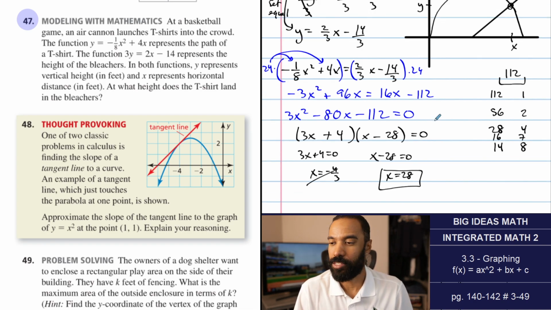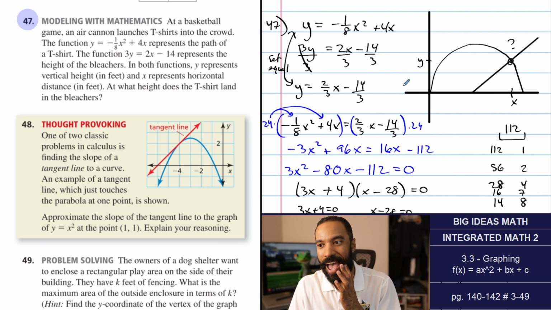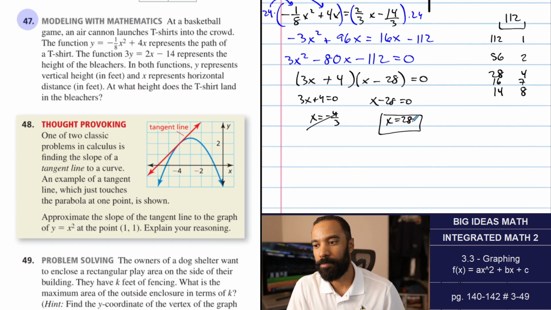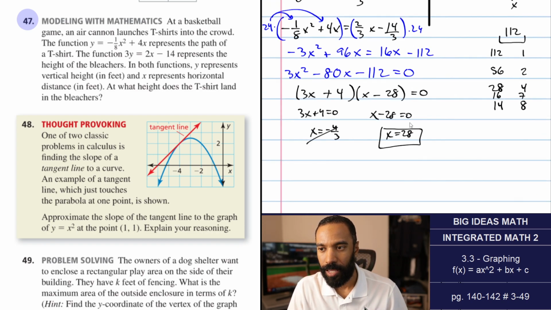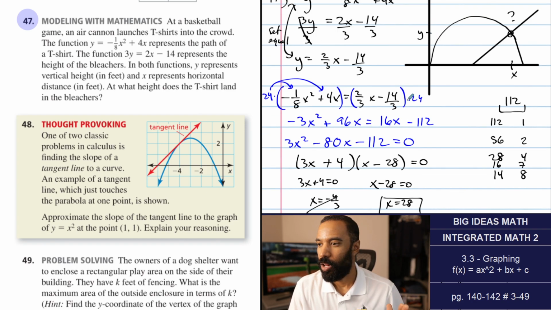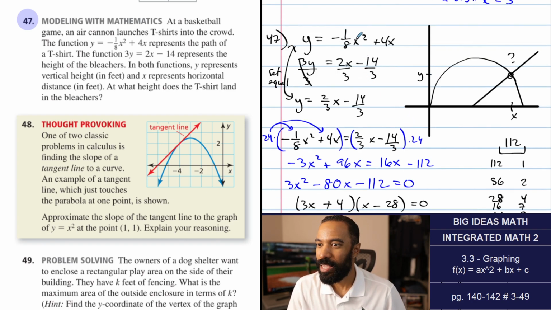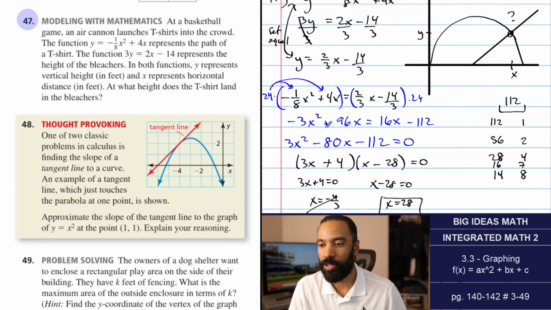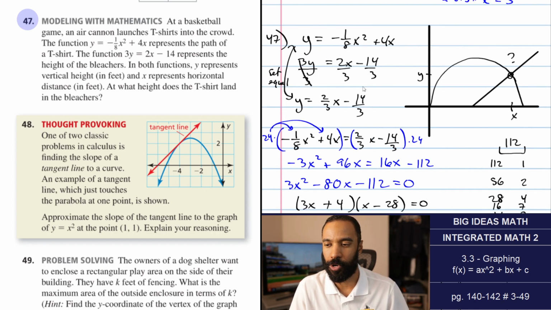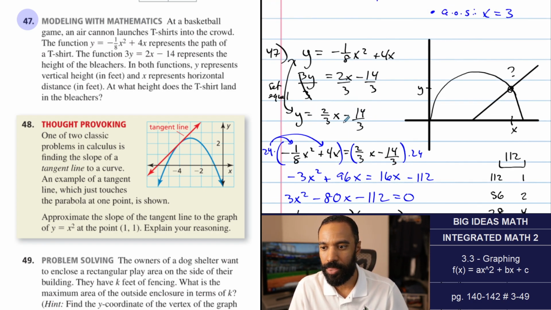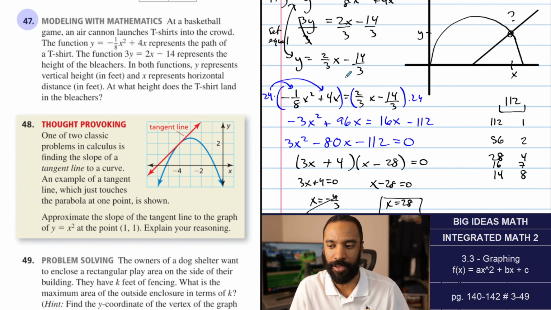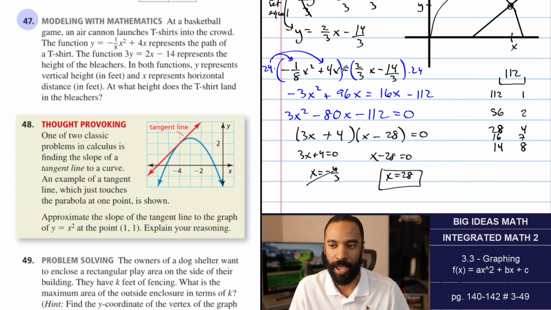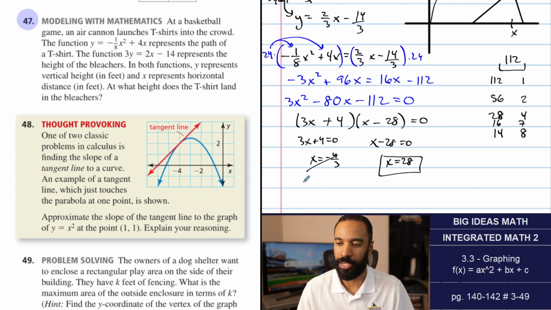At what height does the t-shirt land in the bleachers? Now, I need to substitute 28 into either equation. I don't want to do it into my quadratic. I'm just going to get 0 back out. I substitute into this equation or this equation. Either one is going to work because it's the same y value out. And then we solve for y from there. So let's do it into the linear equation.